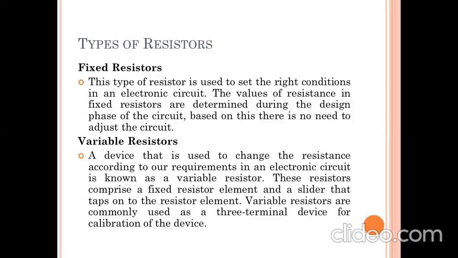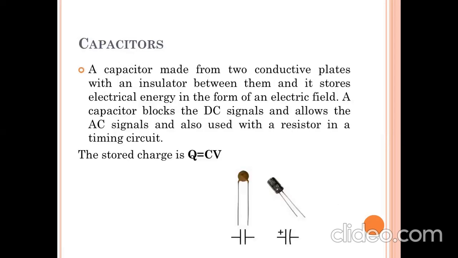Variable resistors are the resistors whose value we can change according to the requirement in our electrical circuit. So it has a minimum value and a maximum value, and we can change this value of resistance accordingly between its minimum value and maximum value. These resistors comprise a fixed resistor element and a slider that taps on the resistor element. Variable resistors are commonly used as a three-terminal device for calibration of the device. So fixed resistors are two terminal and variable resistors are three terminal.